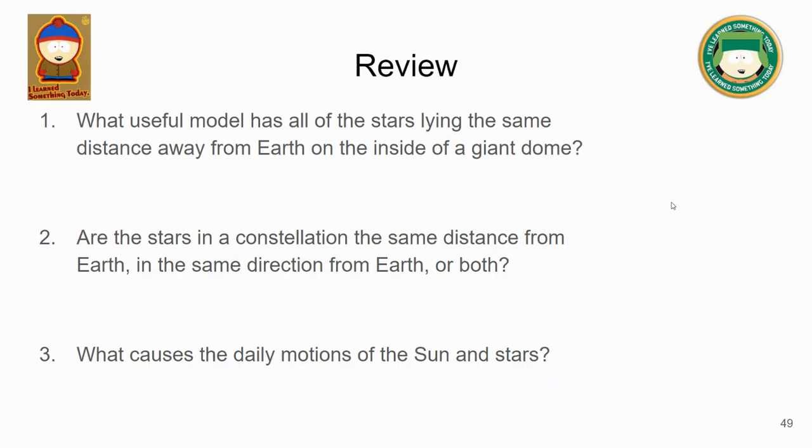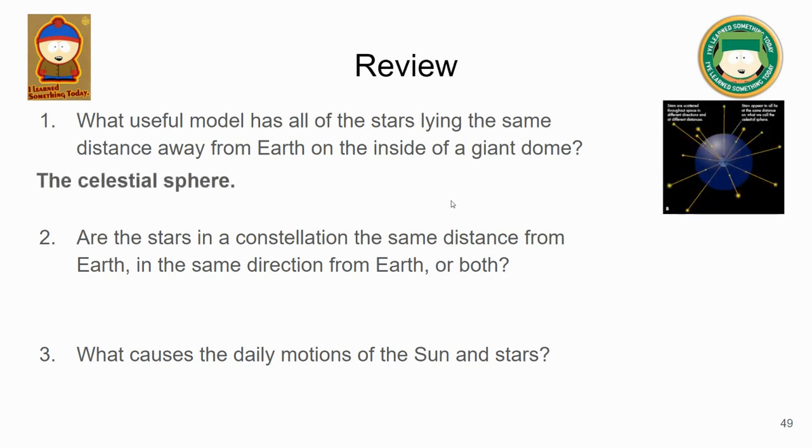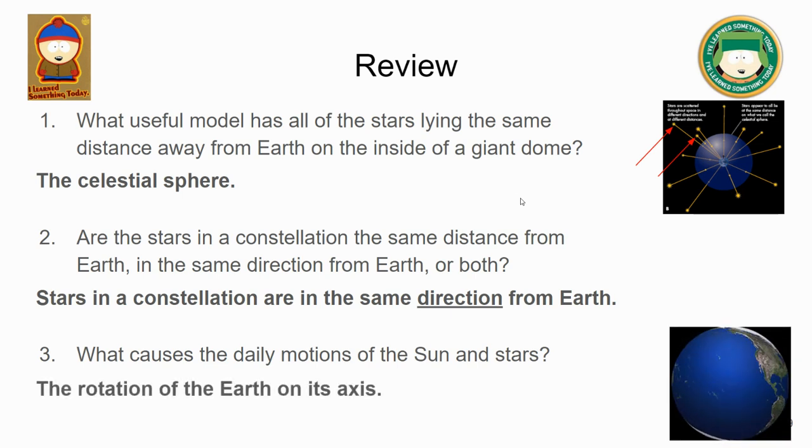So, quick review. What useful model has all of the stars lying the same distance from Earth on the inside of a giant dome? That's the celestial sphere. If you see a constellation, are the stars in that constellation the same distance from Earth, in the same direction from Earth, or both? The only thing you can say for sure is that they're in the same direction from Earth. They might be the same distance, but they might be completely different distances. And what causes the daily motion of the sun and stars? The daily motions are caused by the rotation of the Earth on its axis.